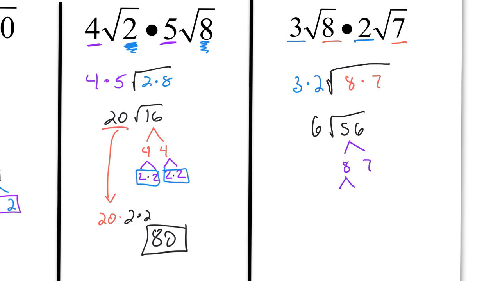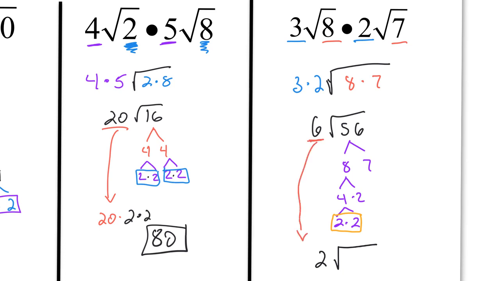7 is prime, but 8, you can multiply 4 times 2. 4, you guys can multiply 2 times 2, and you guys can make pairs. So we can make pairs of 2's, and that's it. This one, you cannot make a pair. 7 is already prime. You cannot make a pair. So you guys are going to have your radical. The pair of 2 goes outside. There's only one pair.